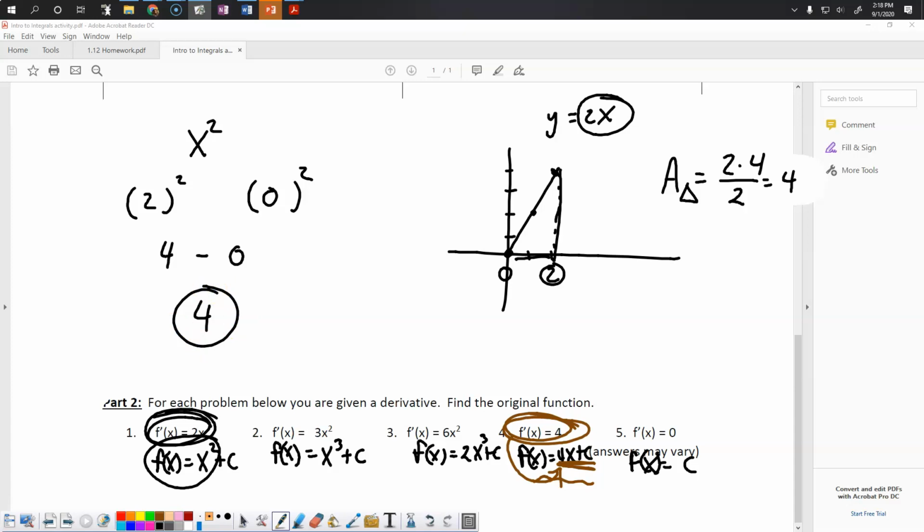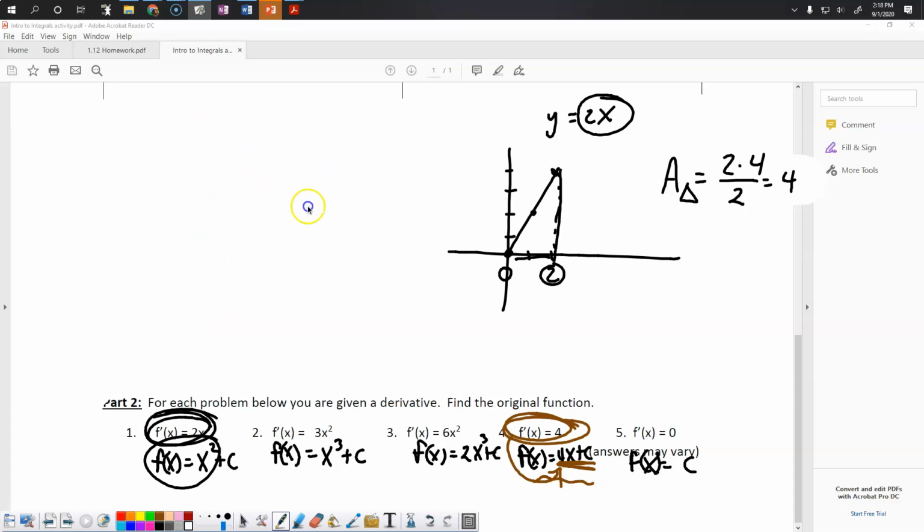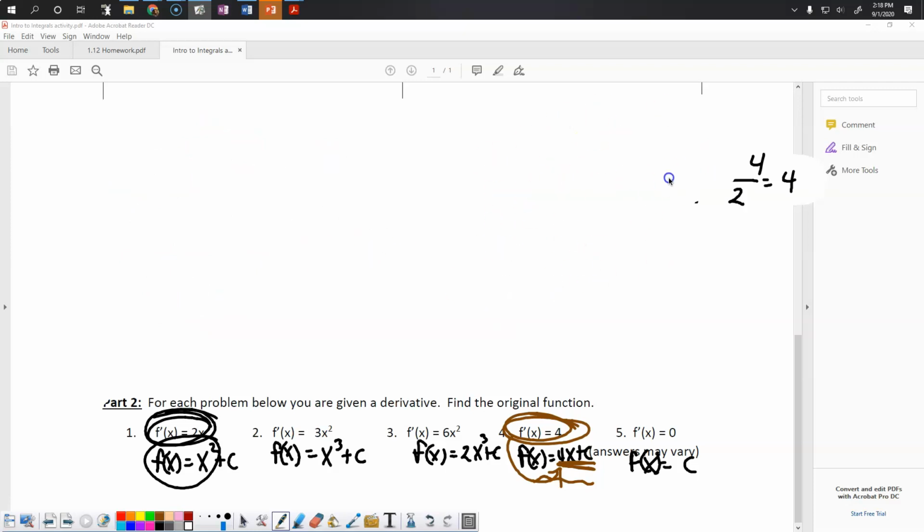Mr. Bailey, why are we doing this when we have geometry? Well, first of all, it's faster, in case you haven't noticed. I don't have to graph it, yada, yada, yada. But here's another reason. There's some you just can't do. For instance, let's do this one.